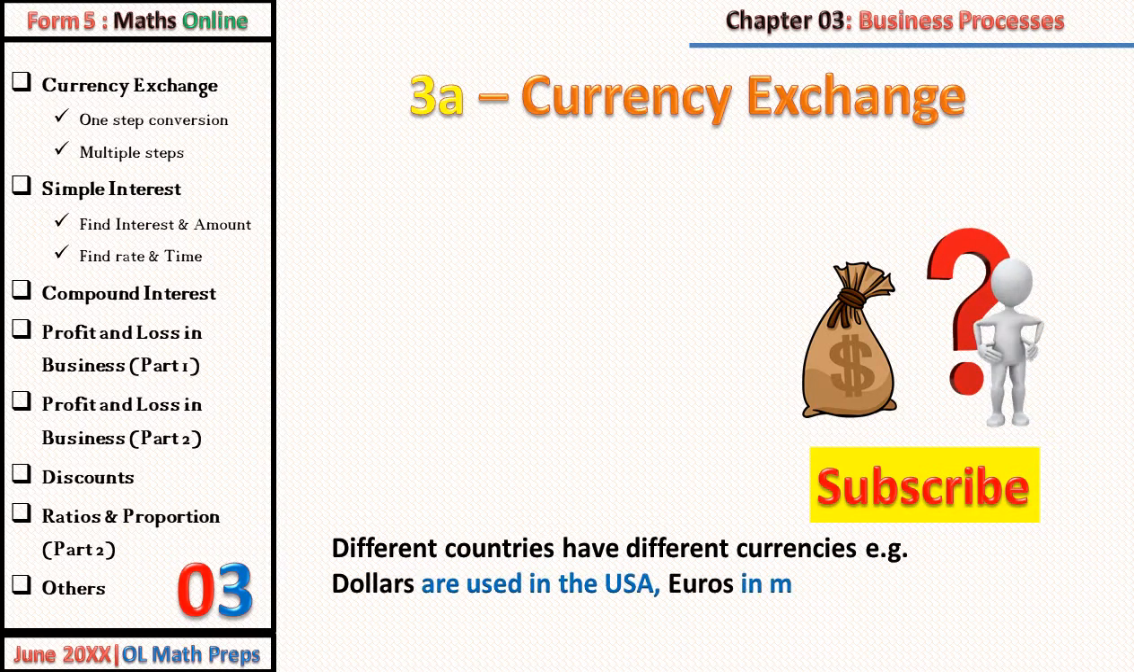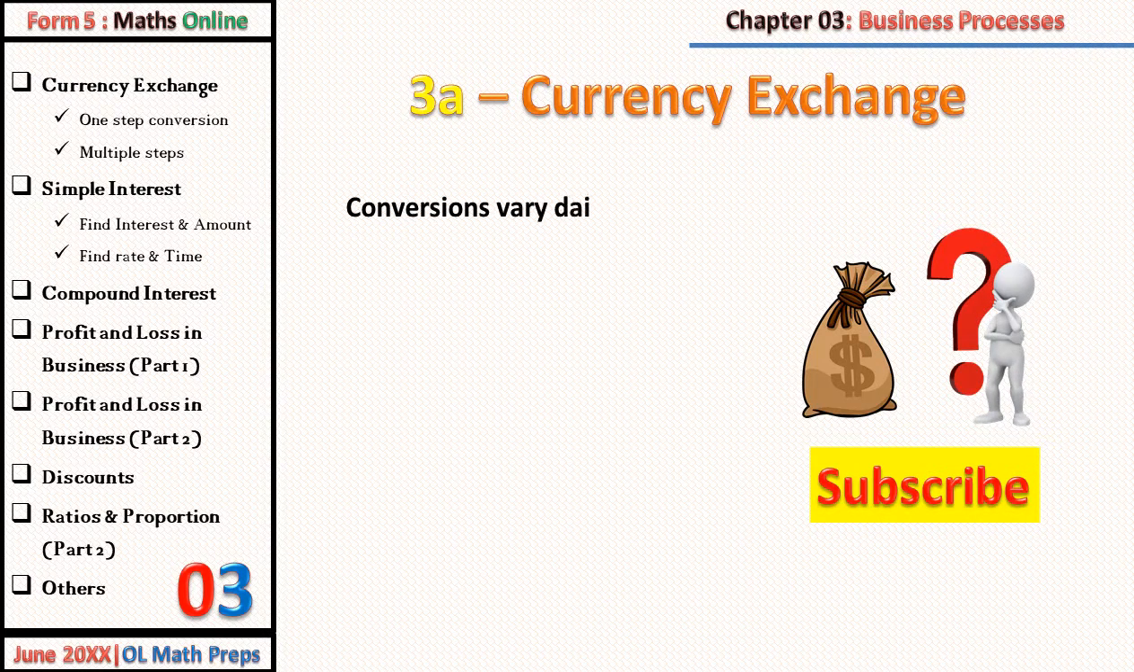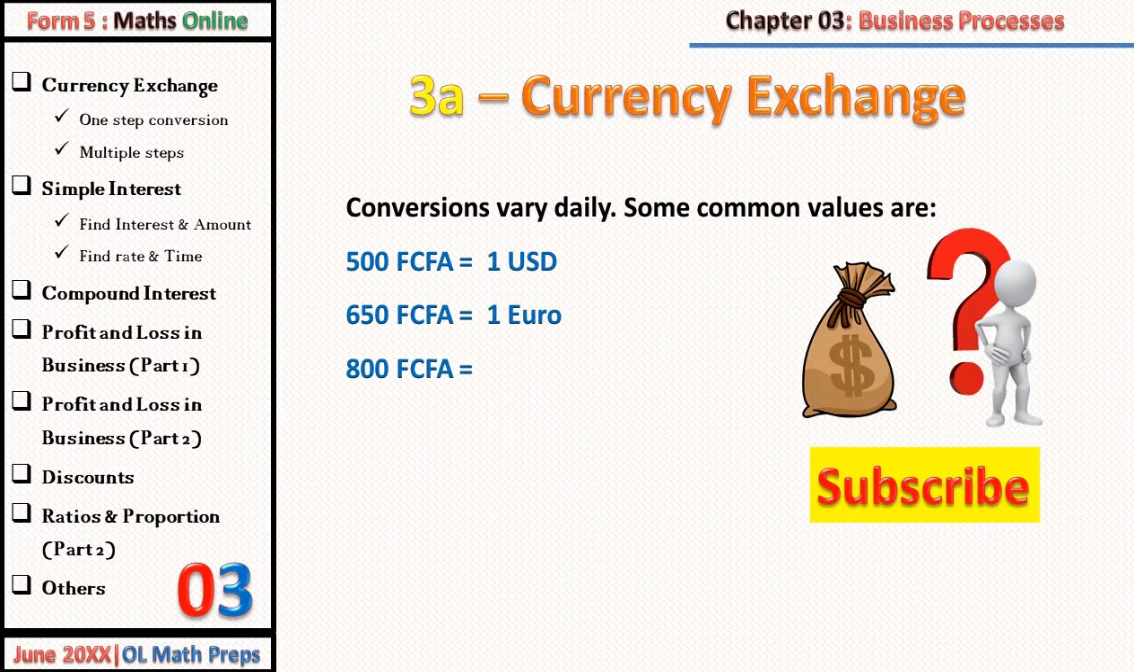Different countries have different currencies. For example, in the United States of America, dollars are used, euros are used in most European countries, and pounds in the UK, as well as naira in Nigeria and franc CFA in Cameroon. Equally, note that conversions vary daily. Some common values are 500 FCFA equals 1 US dollar, 660 FCFA equals 1 euro, 800 francs equals 1 pound, and 400 FCFA equals 1 naira. But as I mentioned before, these values are not constant and they vary on an international scale.